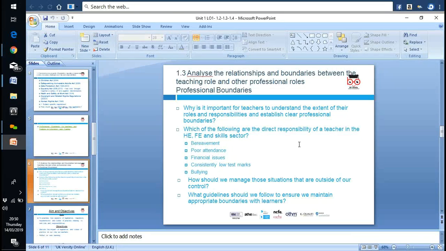It would be bullying and low test marks, wouldn't it? Would it be bullying and consistently low test marks? You've got a number of things on there that you would look at. Consistently low test marks are one, and bullying is another, but certainly poor attendance you would have to report at some point to somebody. And again, what guidelines should you follow to maintain appropriate boundaries with learners?